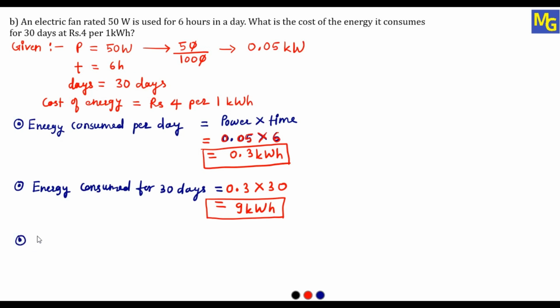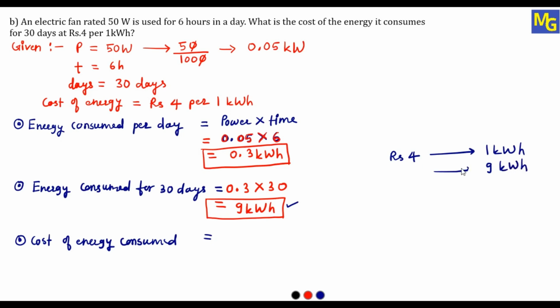And now the main question, that is cost of energy consumed. Now see what you have to do. We know they have given rupees 4. This is the cost for per 1 kilowatt hour. 4 rupees for 1 kilowatt hour. Then what is our energy consumed for 30 days? 9 kilowatt hour. Then for 9 kilowatt hour, how much will be the cost? See here, very simple. For 1 kilowatt hour, it takes 4 rupees. Then for 9 kilowatt hour, it takes how much rupees or the cost?